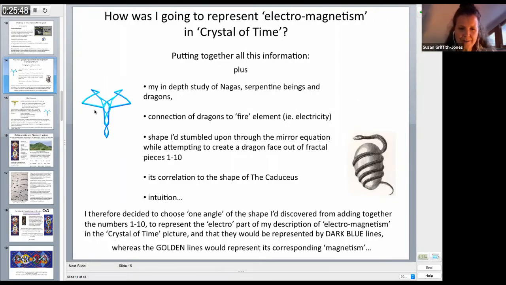So I therefore decided to choose one angle of this shape, as in this shape on the left, that I discovered from adding together the numbers 1 to 10 to represent the electro part of my description of electromagnetism in the Crystal of Time picture, and that they would be represented by dark blue lines, whereas the golden lines would represent its corresponding magnetism.